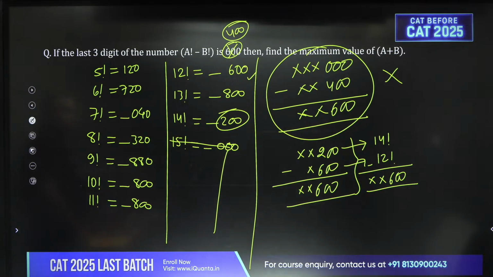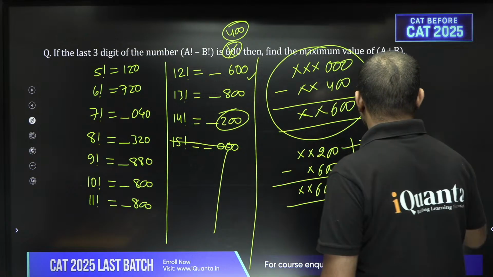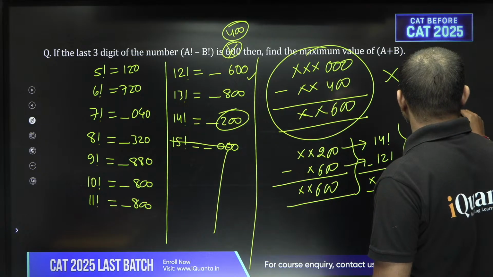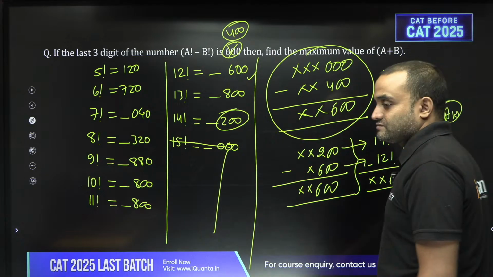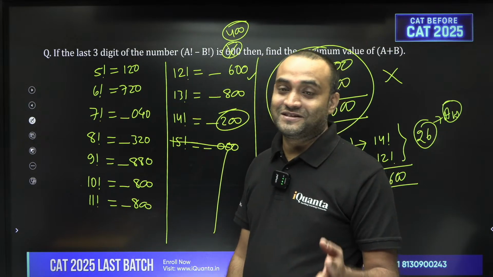Yes, the answer for the previous question is 26, right? The answer for this question is 26. This is the answer. 27 is wrong.